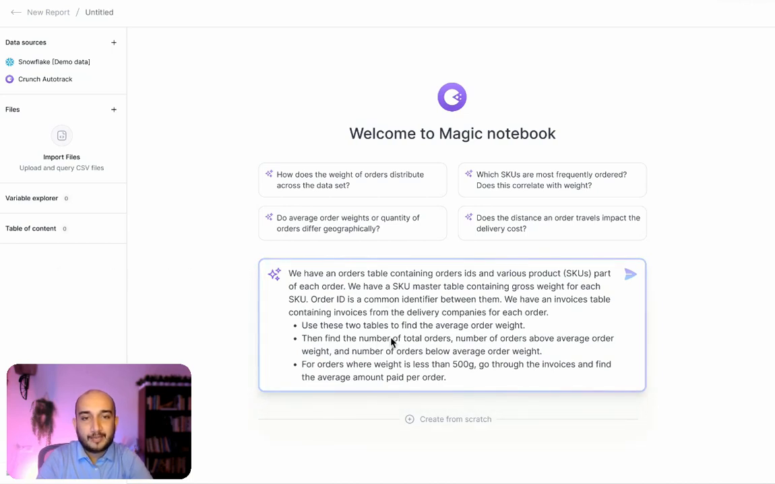Now, broadly, I'm telling that, hey, we have an order table, and in that there are various products or SKUs, and I want you to merge the two tables to basically see the average order weight. Then I want you to find the number of total orders, the number of orders above average weight and below average weight. And then out of the blue, I go in and say for orders where weight is less than 500 gram, go look at the invoice and find the average amount paid per order. Three very different calculations.